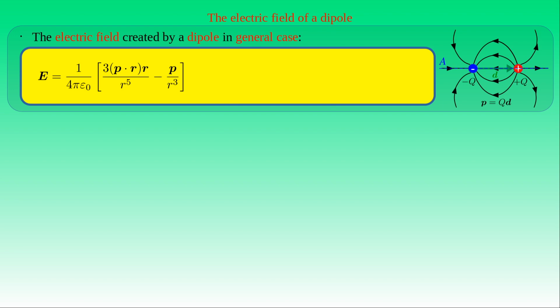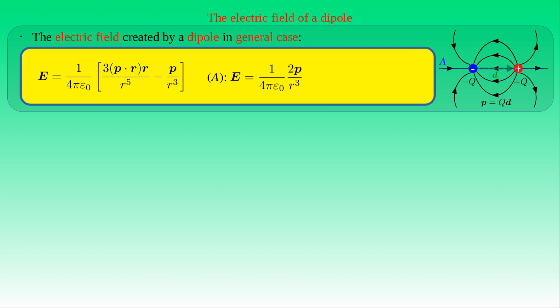As a result, the first term in the square brackets is equal to 3 times the second one, which gives 1 over 4 pi epsilon naught, times 2 times the dipole moment p divided by the cube of the distance r from the center of the dipole. This is the formula which we derived for the electric field along the axis of a dipole with the dipole moment p.